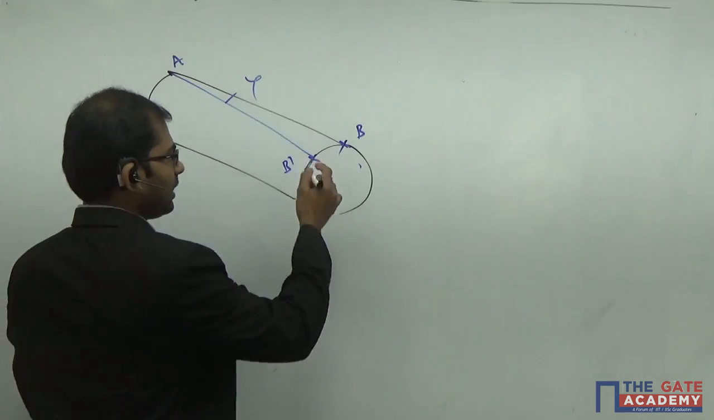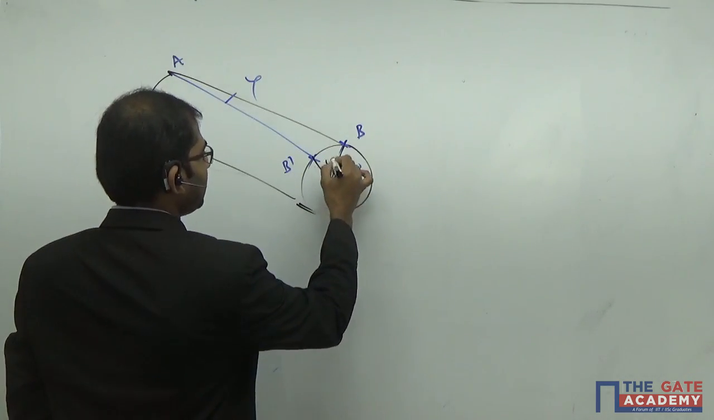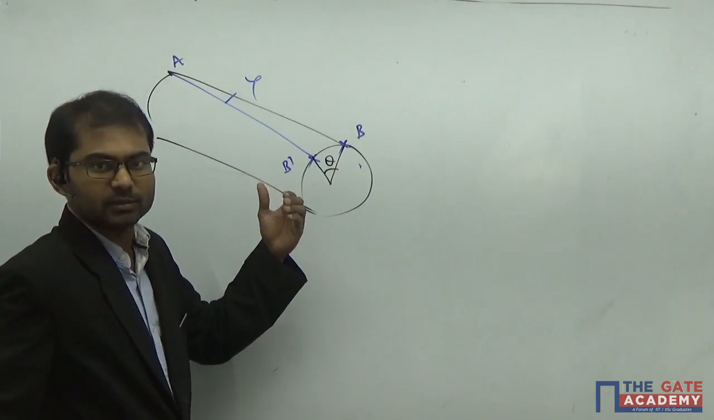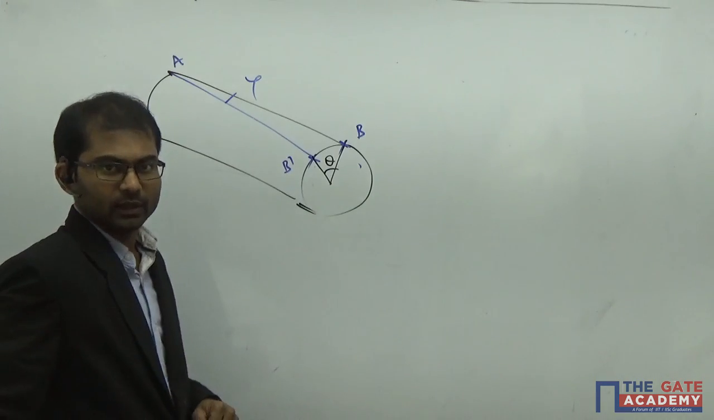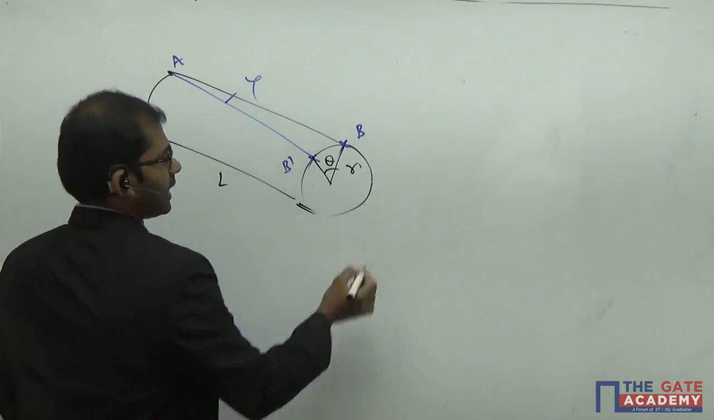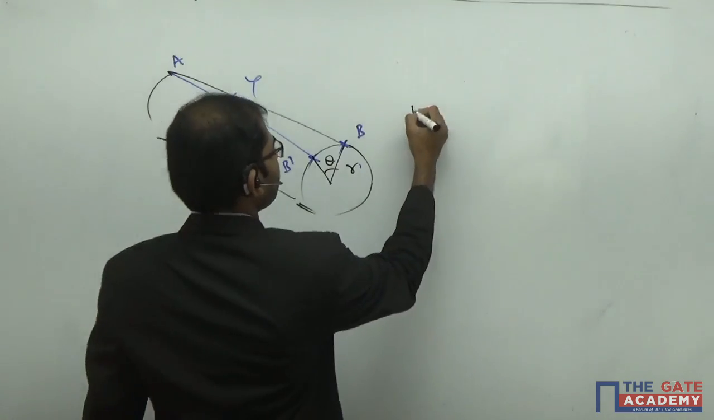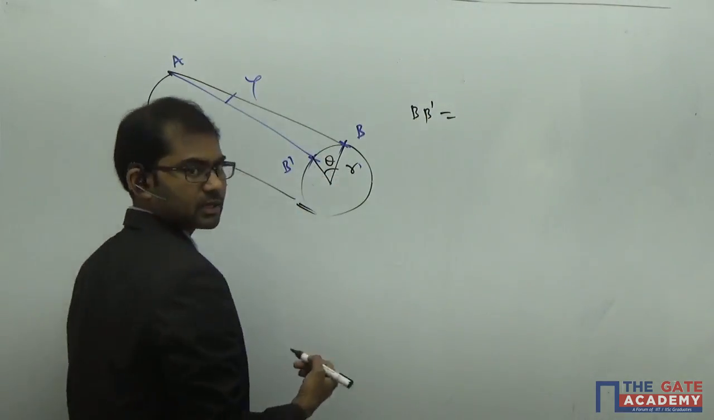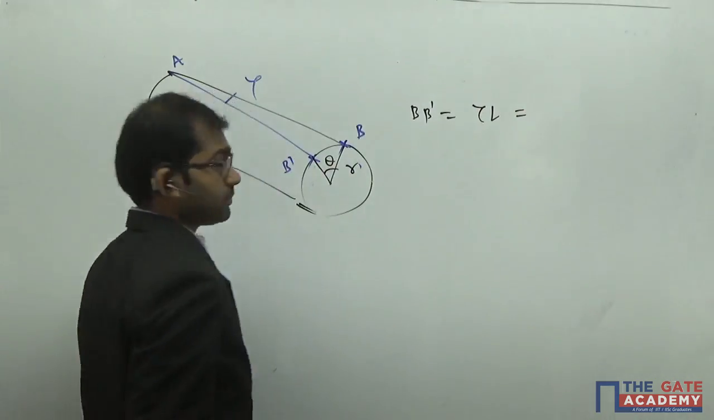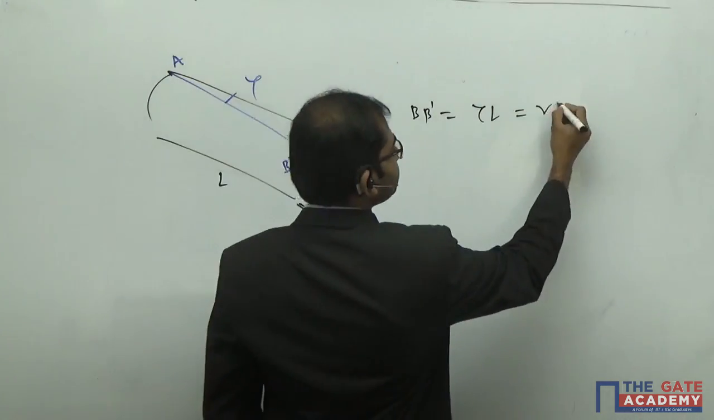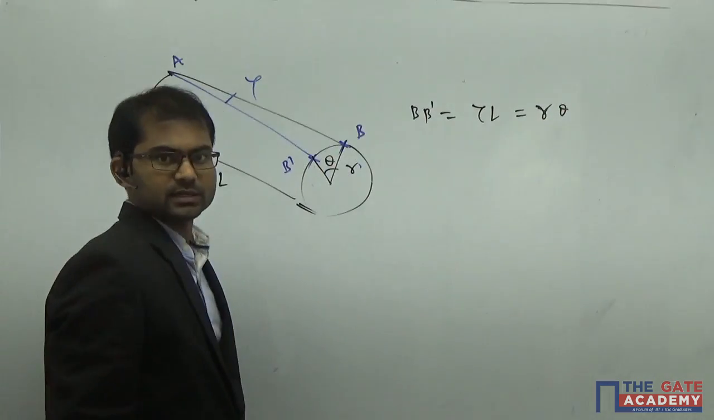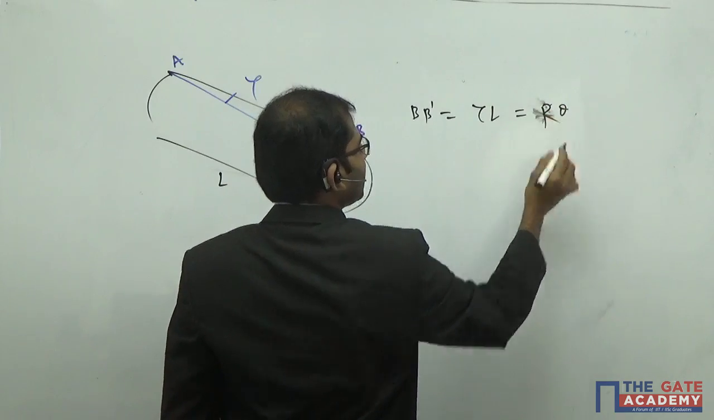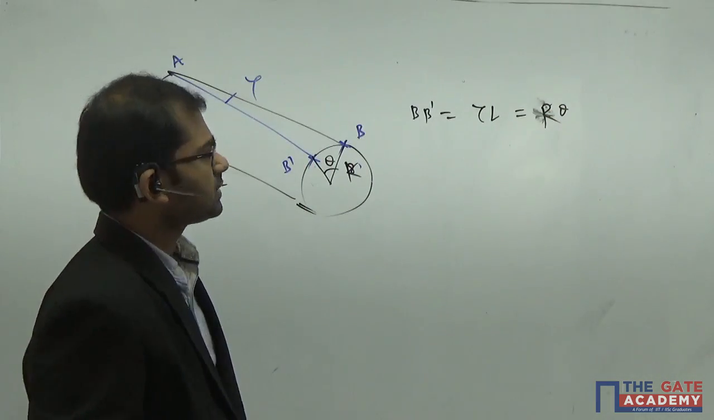Now we also see some angular displacement on this plane, so you can easily say there is some relation between gamma and theta. Let's take the length as L and the radius as R. Let me show you how to get the value of B dash. The arc length B dash can be written as gamma into L. This can also be written as R into theta, with capital R. So gamma into L is equal to R into theta.